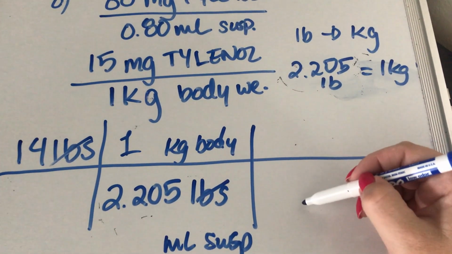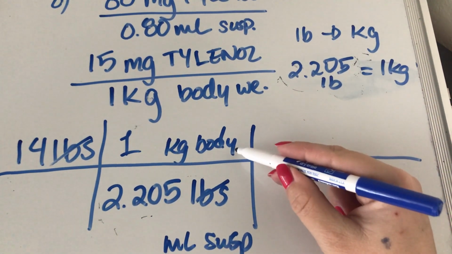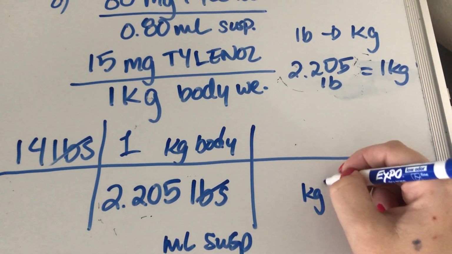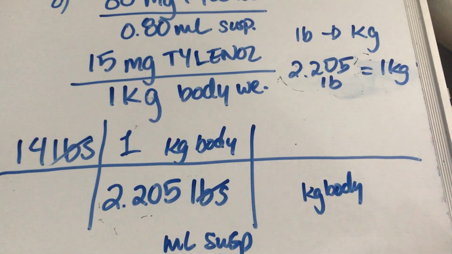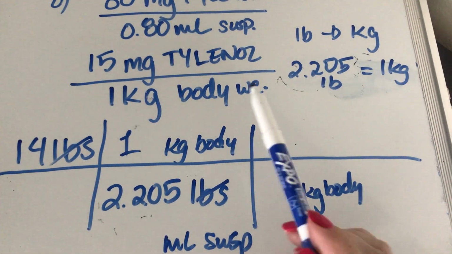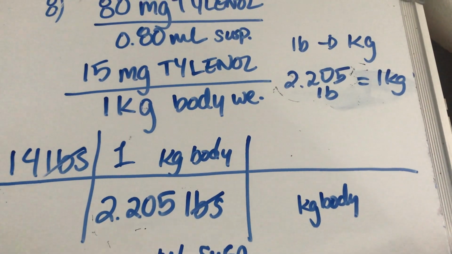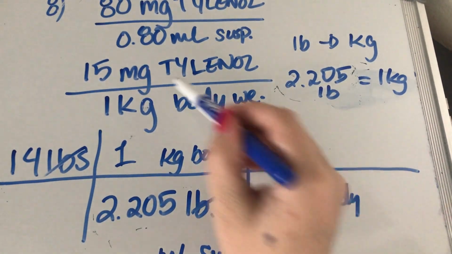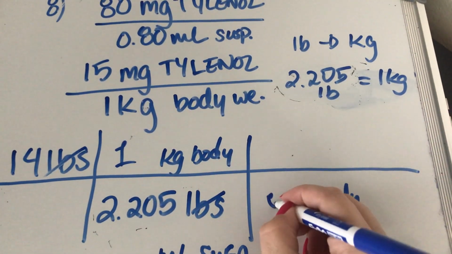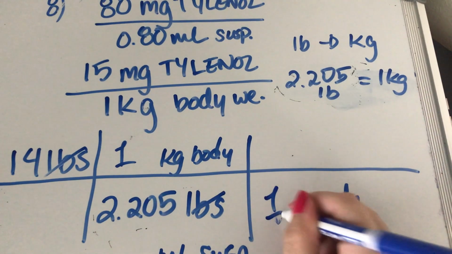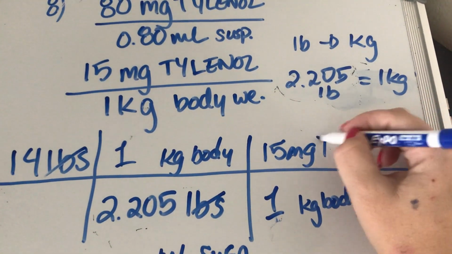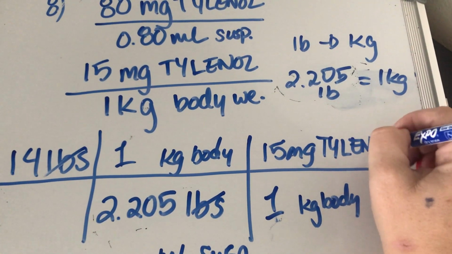So what unit needs to go on bottom over here to cancel with this guy? Kilograms. Kilograms of body, right? And looking at our conversion factors that we're given up here, which one has kilograms of body in it? This guy, right? Is everybody cool with me? So for every 1 kilogram, I have 15 milligrams of Tylenol.